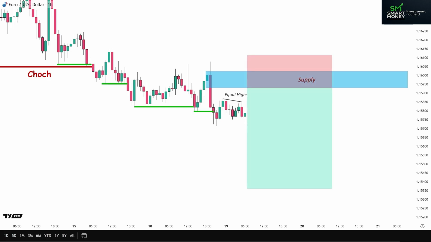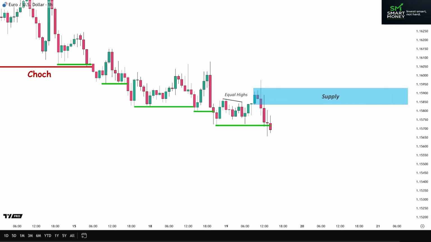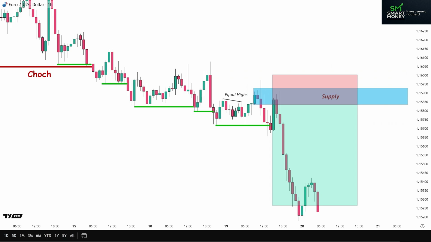If the price pulls back into this supply zone, it will give us an entry. Once again, we get a breakout and a new supply zone forms. We can enter short trades until the price reaches the next important level ahead.